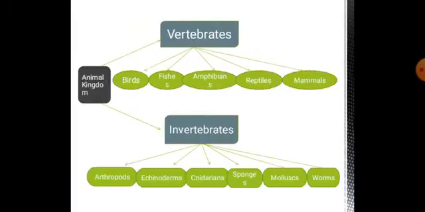The animal kingdom is divided into vertebrates and invertebrates. Vertebrates are further divided into birds, fishes, amphibians, reptiles, and mammals. Invertebrates are further divided into arthropods, echinoderms, cnidarians, sponges, mollusks, and worms.